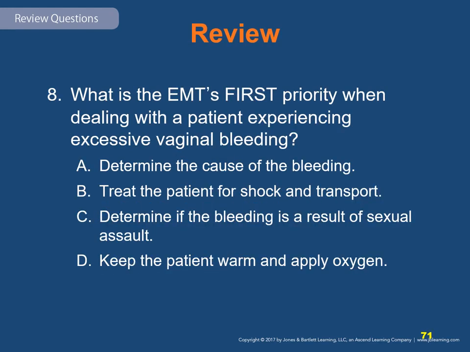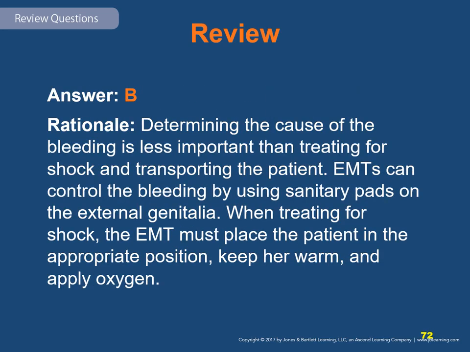Review question 8. What is the EMT's first priority when dealing with a patient experiencing excessive vaginal bleeding? A. Determine the cause of bleeding. B. Treat the patient for shock and transport. C. Determine if the bleeding is a result of sexual assault. D. Keep the patient warm and apply oxygen. The correct answer is B.